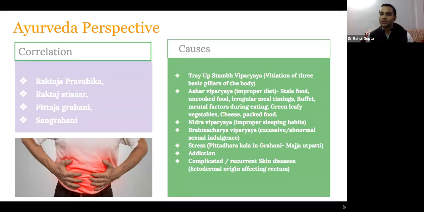And this correlation is usually ignored because this concept is of Ayurveda only. So it is a very important factor. If the patient has a history of skin disease and is suffering from ulcerative colitis, then we have to incorporate some kind of medication for the skin disease to cure the ulcerative colitis. Okay, moving on.